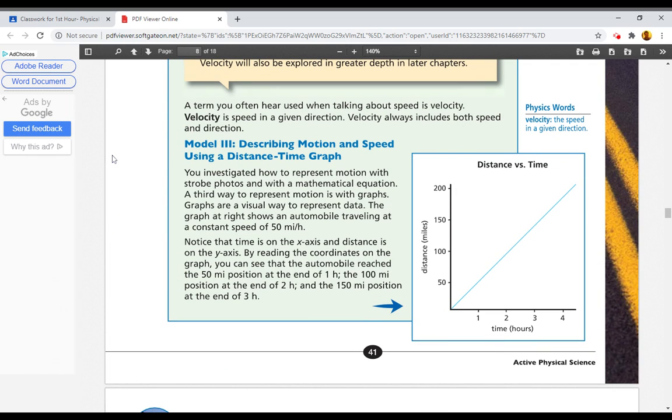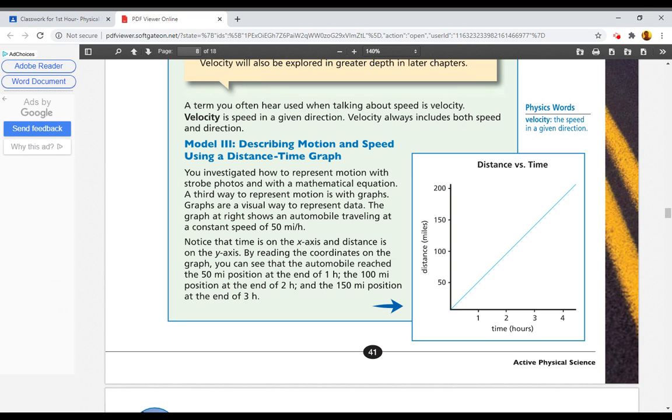Model 3. Describing motion and speed using a distance-time graph. Okay, so there's your distance on the y-axis, there's your time on the x-axis. It kind of looks like it's speeding up. All right. You investigated how to represent motion with strobe photos and with a mathematical equation. A third way to represent motion is with graphs. Graphs are a visual way to represent data.